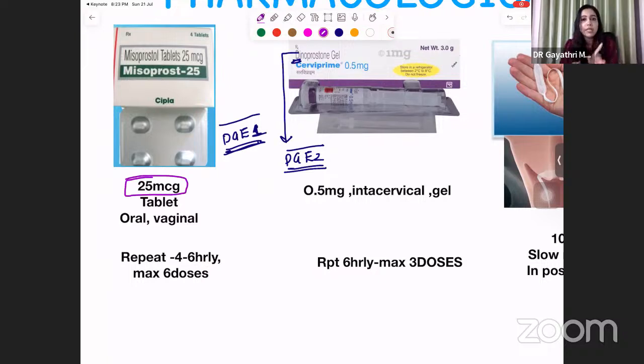So misoprostol, that is PGE1, we usually give it as tablets at the dose of 25 microgram, not milligram. It is 25 microgram. 25 microgram tablets can be given either orally or vaginally. Usually we prefer the vaginal route, and we repeat the doses 4 to 6 hourly for a maximum of 6 doses. This is from the latest Williams 26th edition.